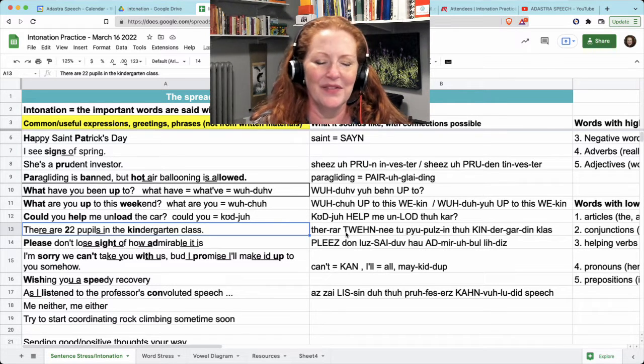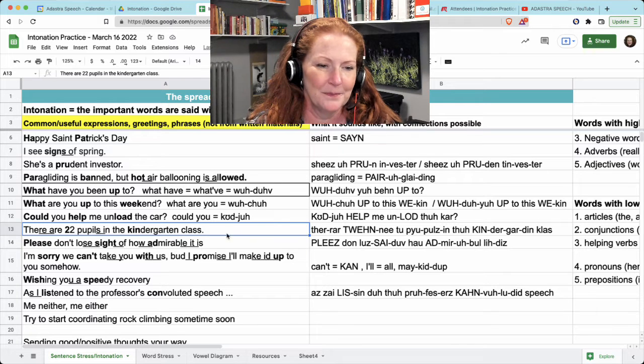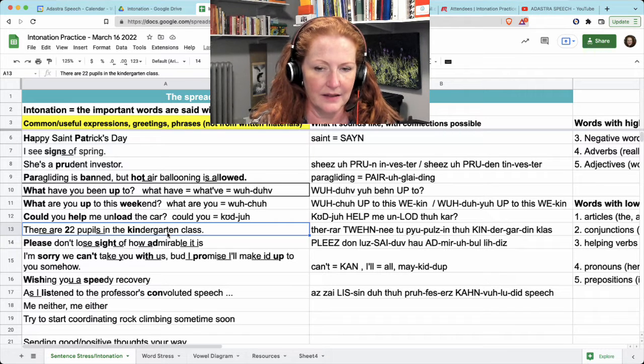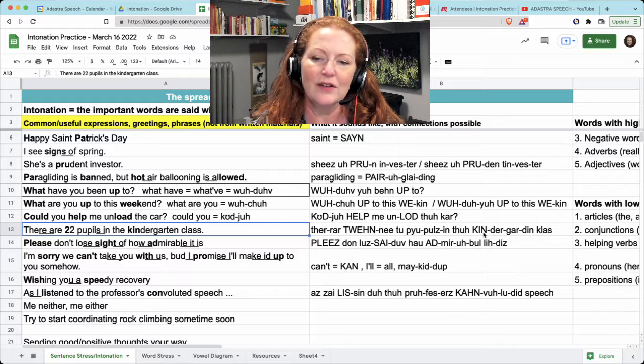Pupils. I bet the kindergarten class is pew. Pupils in. The S is a Z and it will connect. You can say kindergarten or kindergarten with a N syllable. There are 22 pupils in the kindergarten class.